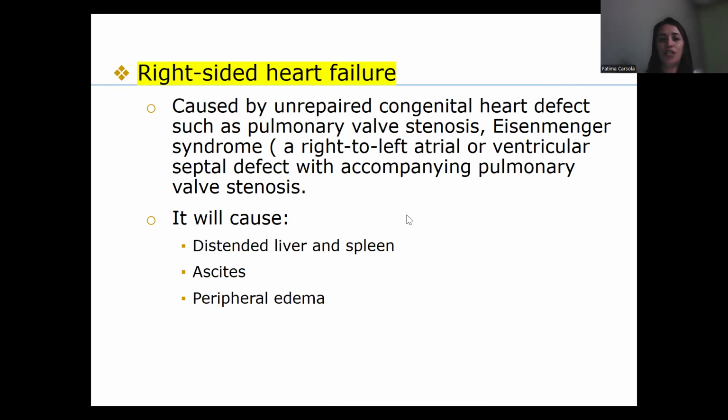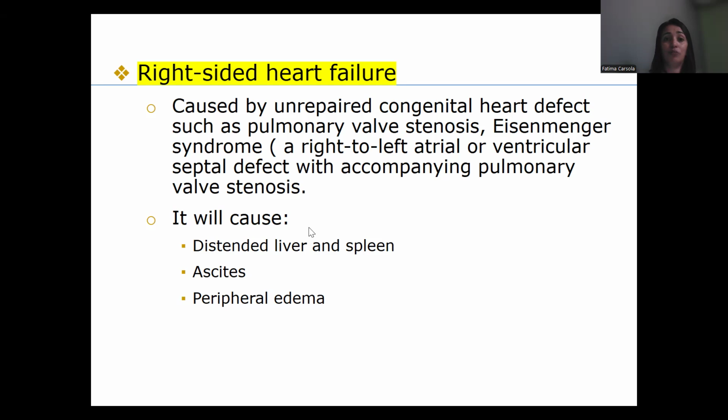It could be your Eisenmenger syndrome or what you call a right or left atrial or ventricular septal defect with accompanying pulmonary valve stenosis. But sometimes what is our problem here as nurses is the mother might not be aware that these conditions are present before pregnancy. Most specifically, if the mother is not seeking checkups at the health center. So it could cause distended liver and spleen, ascites, or enlarging of the tummy, and you have your peripheral edema.